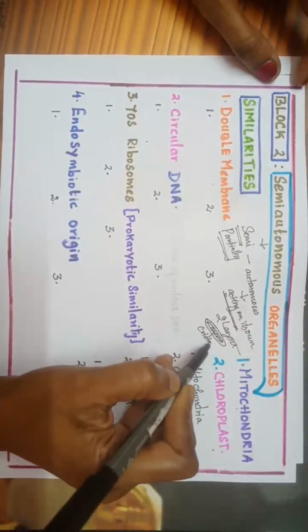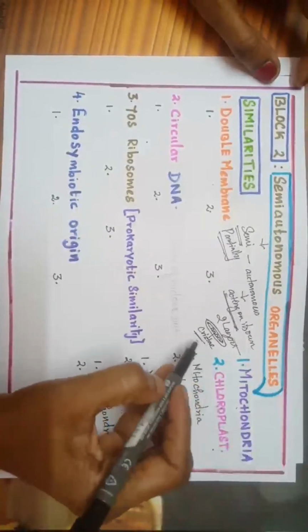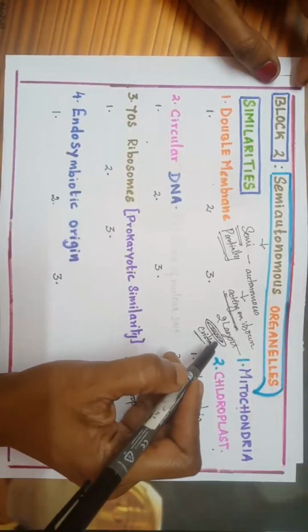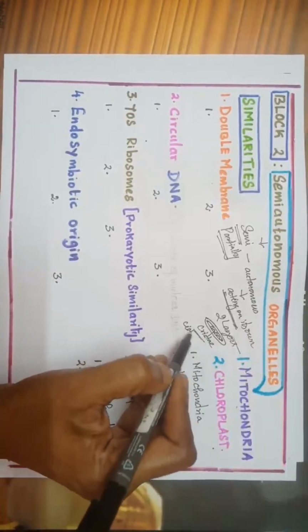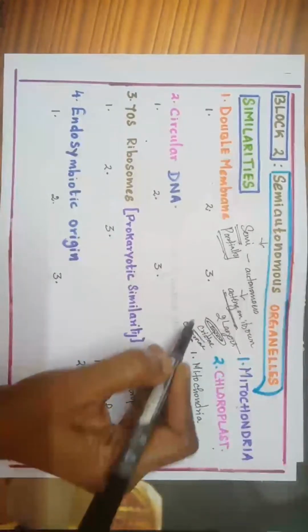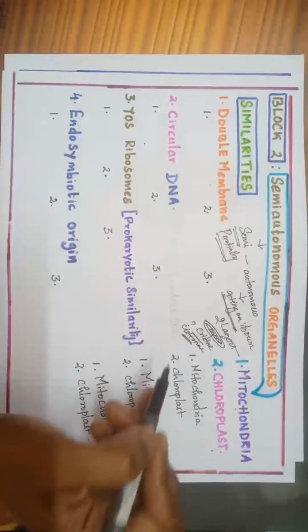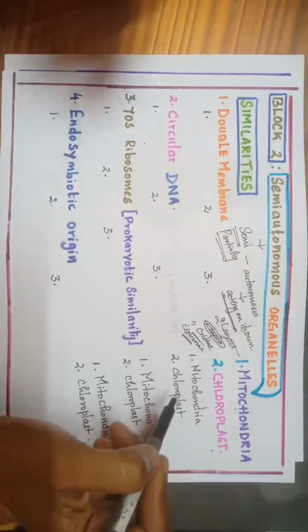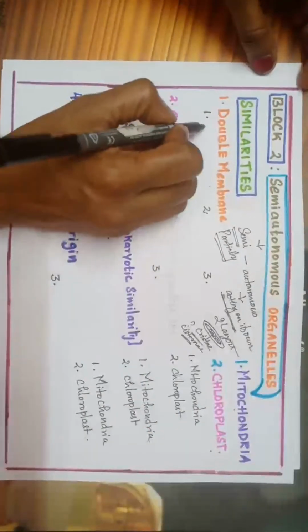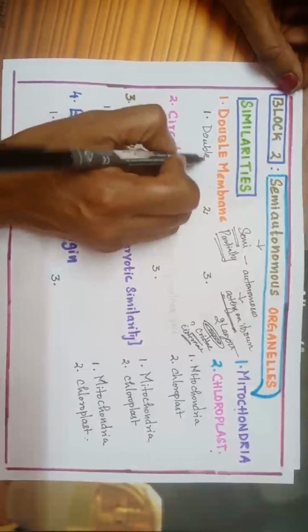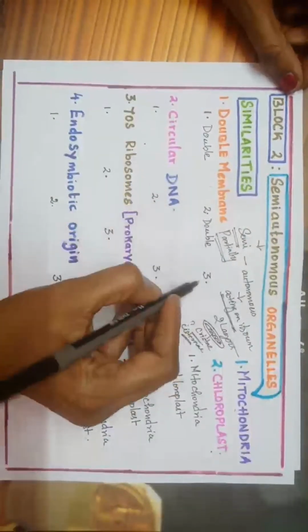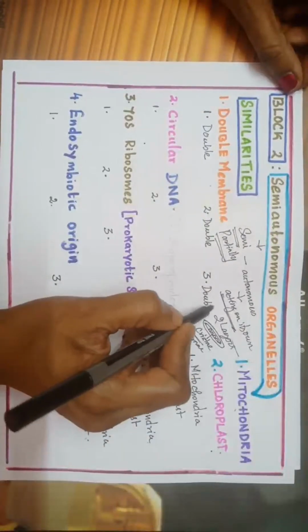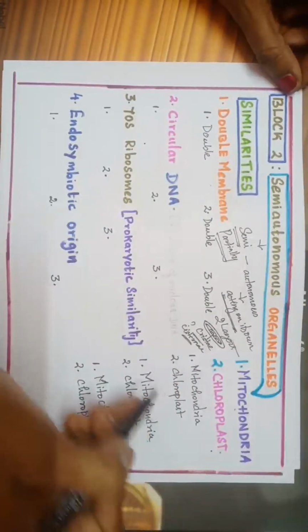Cristae. Now I have a question for you. The inner membrane's folding is called cristae. What is cisternae? Find out the answer, or if you know it, quickly type it in the comment section. So mitochondria and chloroplast are double membrane bound organelles. They are two layered organelles.